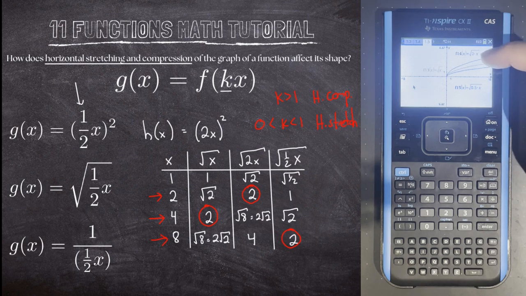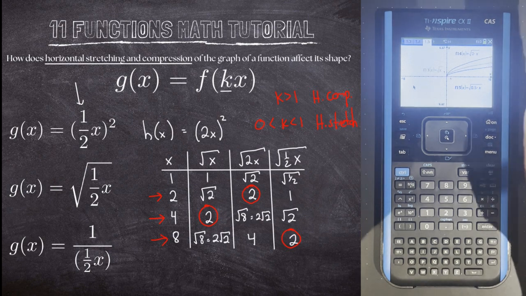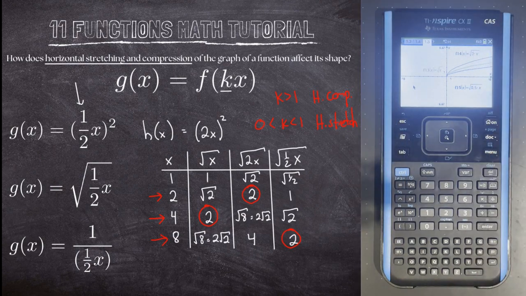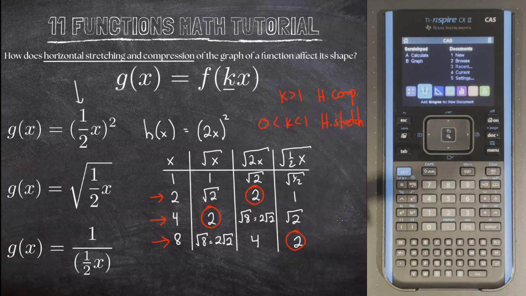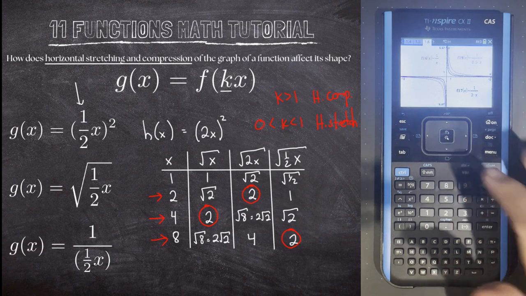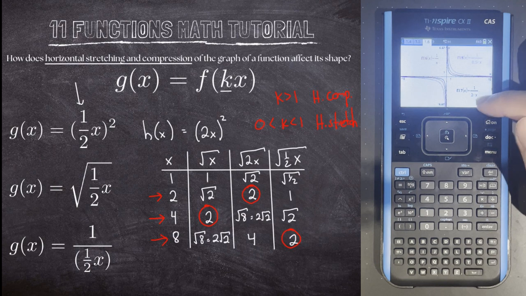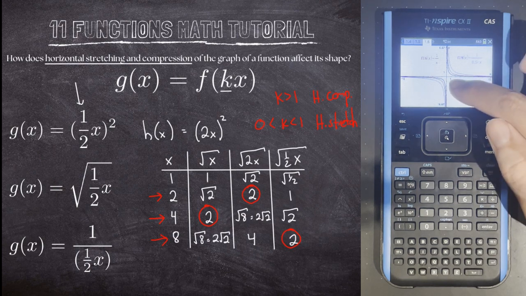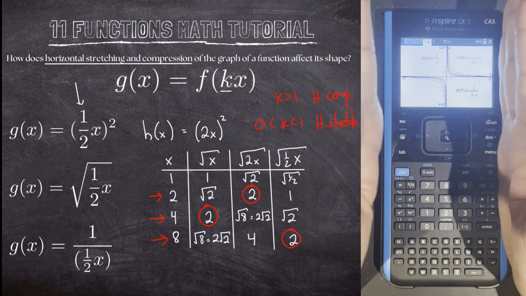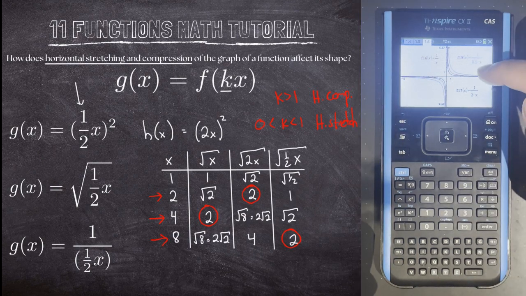So now we can see that the root of 2x is being horizontally compressed, whereas the root of 1/2 x is being horizontally stretched. And finally, let's see what our horizontal stretch and compression looks like for our inverse function on our calculator. So again, we can see that the 1/2x, that black one, is being compressed horizontally, whereas the 1 over 1/2 x is being stretched.